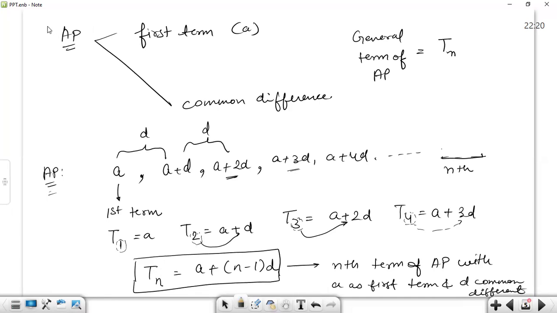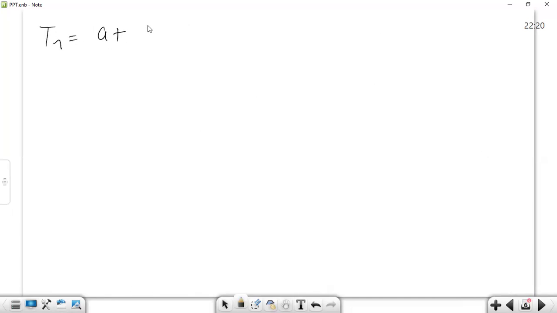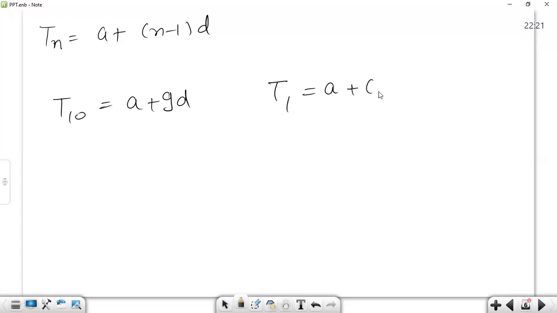So Tn is A plus n minus 1 into d. So what is the 10th term? Can you tell me? What will be the 10th term? A plus 9D. Very good. What is the first term? A plus 1 minus 1 into d. So 0 into d becomes A only. Right?